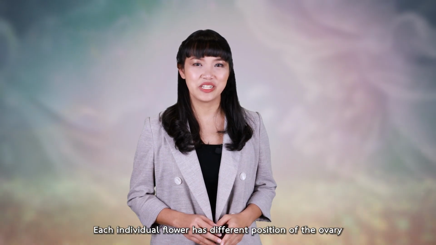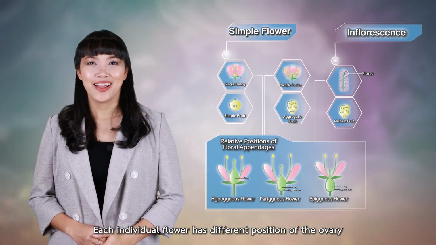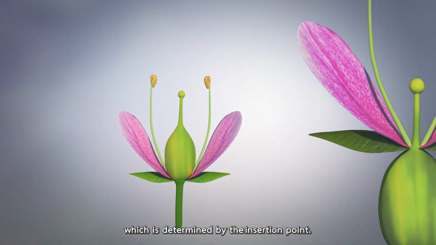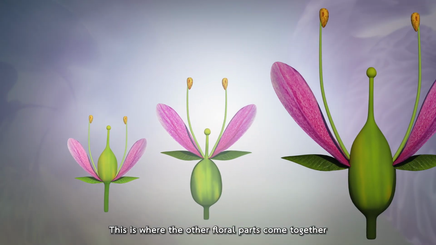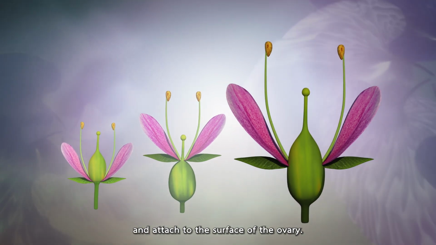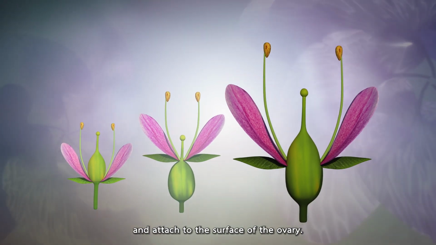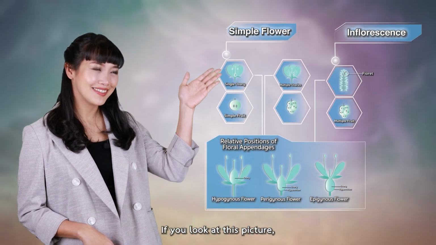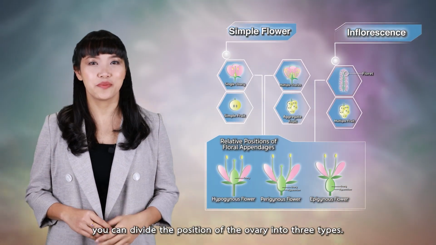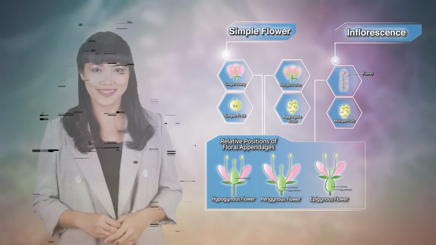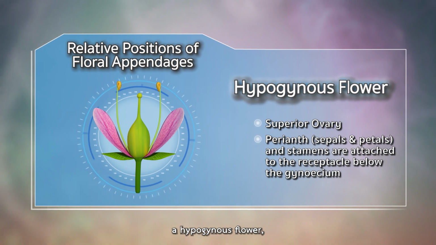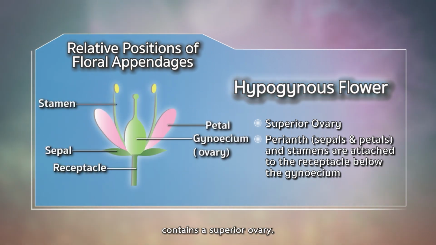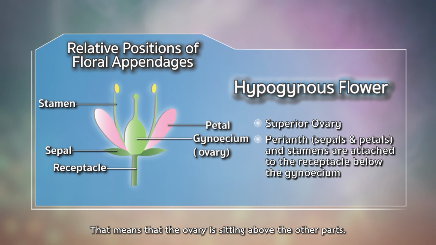Each individual flower has different position of the ovary, which is determined by the insertion points. This is where the other floral parts come together and attach to the surface of the ovary. If you look at this picture, you can divide the position of the ovary into three types. The first one, a hypogynous flower, contains a superior ovary. That means that the ovary is sitting above the other parts.